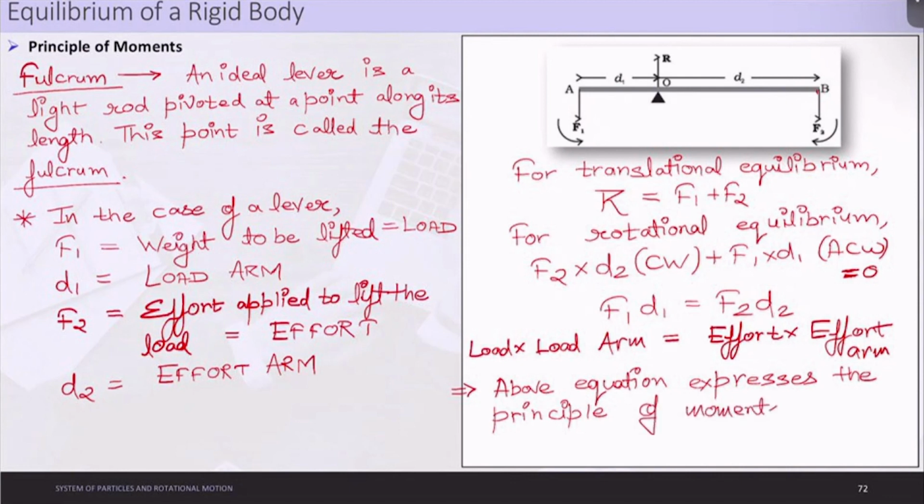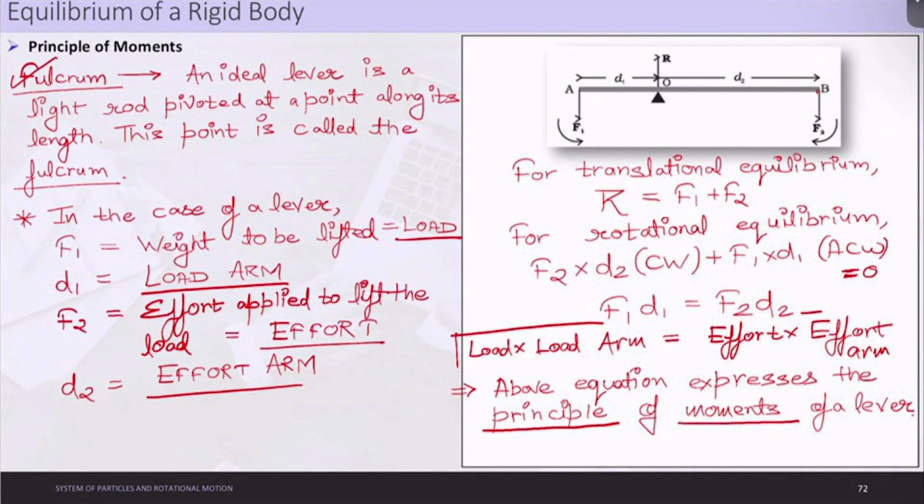Okay, so let me stop the discussion here only, because the next concept will take time to make you understand. So I won't go into a very fast pace here. I want to make you understand very slowly. So the final conclusion of this concept till now is we understood the meaning of fulcrum. We understood load, load arm, effort and effort arm, and derived this equation. This equation basically expresses the principle of moments of a lever. Okay, so that being said, let me stop this discussion here only.